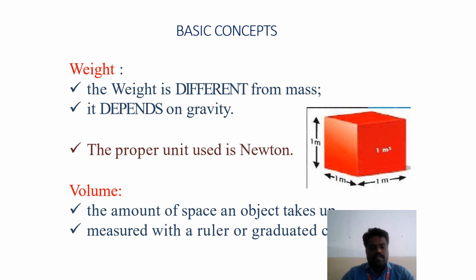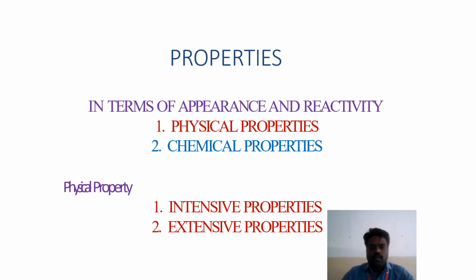Next is volume. What is meant by volume? It is the amount of space an object takes up, measured with a ruler or graduated object. Multiplying the area by the thickness is also known as volume. And the next one is properties.